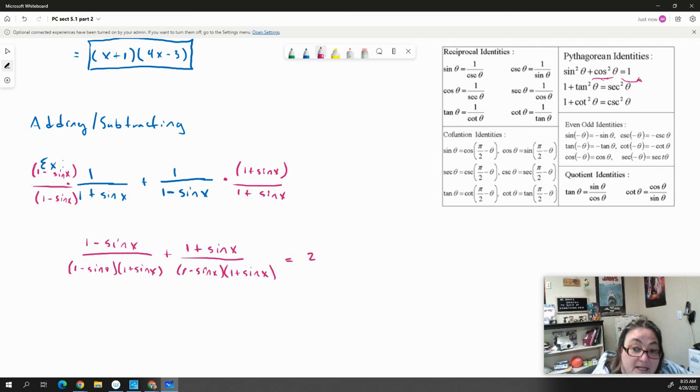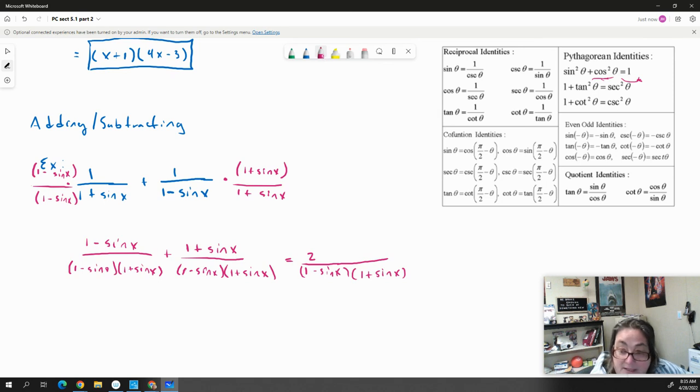And I have minus sine x plus sine x. Well, those cancel each other out. So here I'm going to be left with 2 over 1 minus sine of x times 1 plus sine of x. I feel like we can do better than that, right? Can we do better than that?